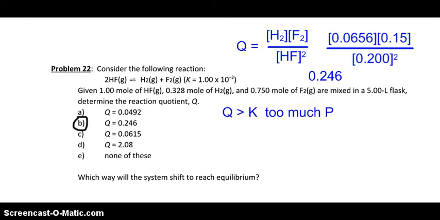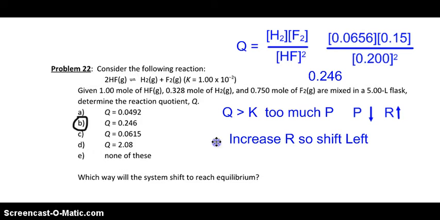So what is the system going to do? The system is going to reduce the amount of products and increase the amount of reactants. If you increase the amount of reactants, it's going to shift to the left to create more reactants. So we're going to use up the products to make more reactants so that Q will lower until it equals K. Okay, let's look at problem number 23. This is our last problem.